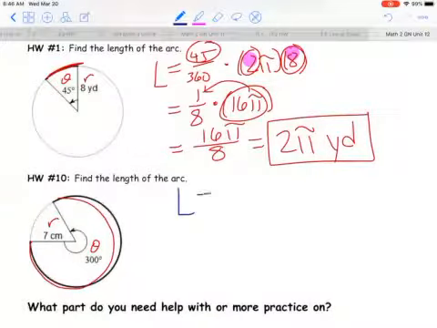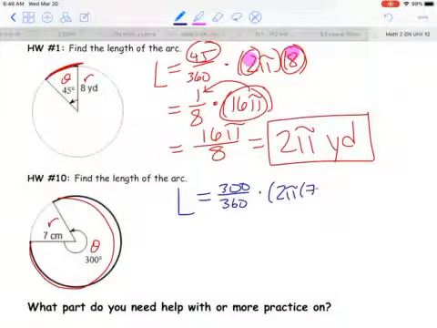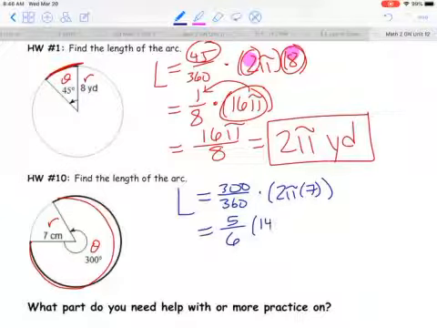Okay, so we get L is 300 over 360 times our 2 pi r, which is 7. So when I reduce that 300 over 360, let's see, in our calculator, we get 5/6. So they both divide by 60. And then we have 14 pi here.